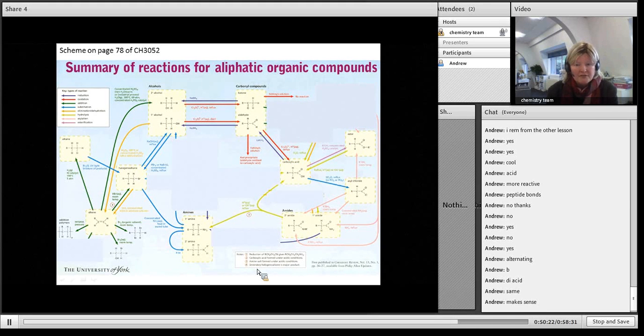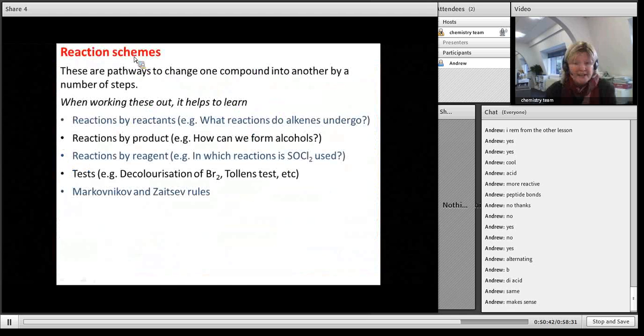When you look at the video, you could look at it in detail, or you could just Google it and get your own copy if you liked, or you might find this a lot simpler and just use the one given in the booklet. But try and learn these reactions as much as you can, because it's a lot to learn. Okay. Now, in the last 10 minutes, reaction schemes.